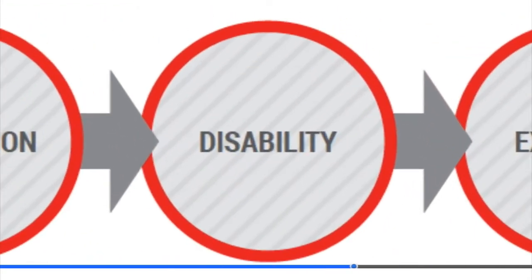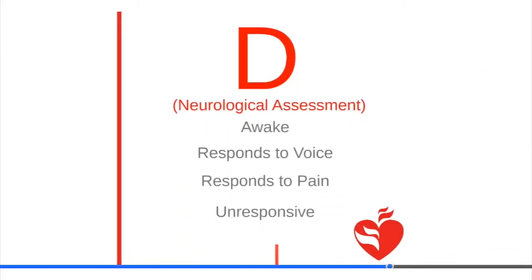Next, we have D for disability. This refers to the neurological assessment and responsiveness. There are 4 different stages that medical professionals go by to determine responsiveness. As long as the victim or patient is interactive, they are awake. While some may only be aroused by voices, others may only be aroused by induced pain. If you cannot get the patient to respond, he or she is considered unresponsive.